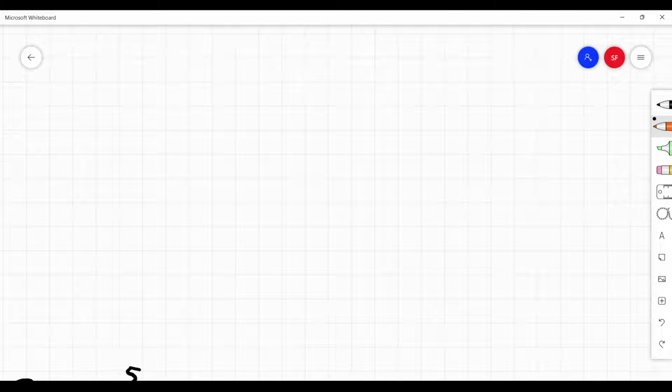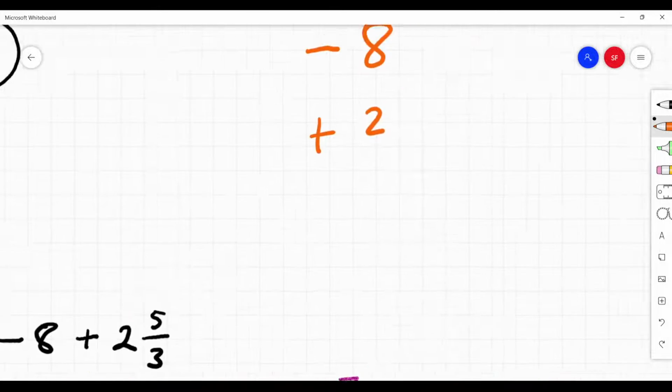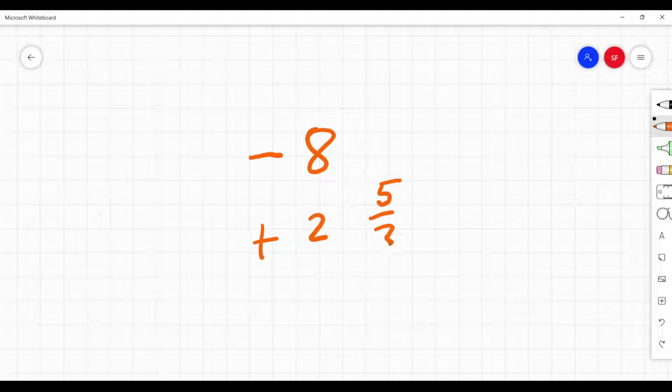So we're going to do negative 8 plus 2 and 5/3. Okay. So we have to have something over here to subtract from, because we're doing subtract. If we're doing addition, this problem would be easy. Just add them up and then convert your weird, strange number into something that's usable. But we're not adding, we're subtracting. Since the signs are different, we are subtracting, which means we've got to have something over here. So we've got to borrow.